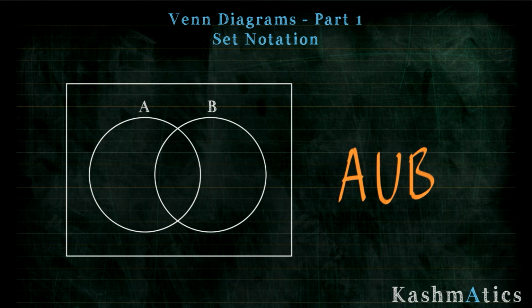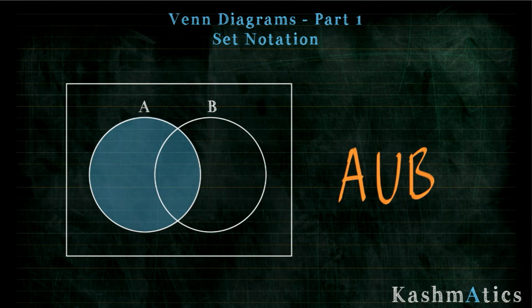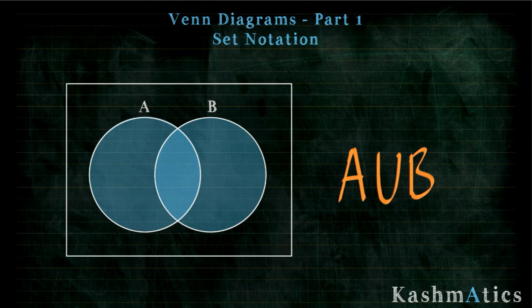So let's shade in region A, and that's that region there. Let's shade in region B. That's that one there. And the union is all of that. It unites as one region, and that would be that region there.